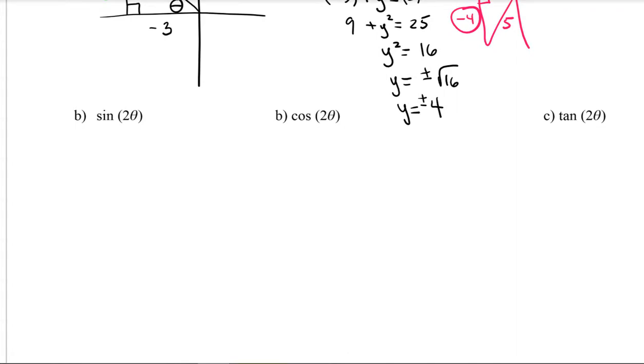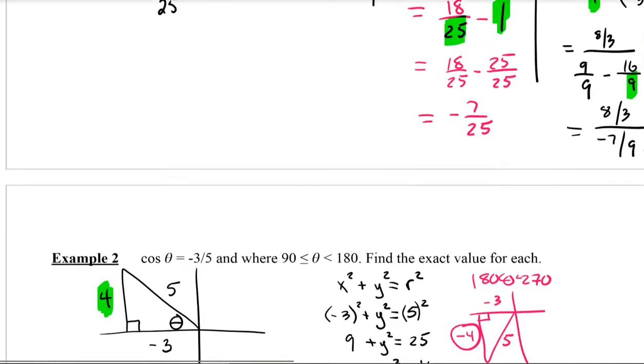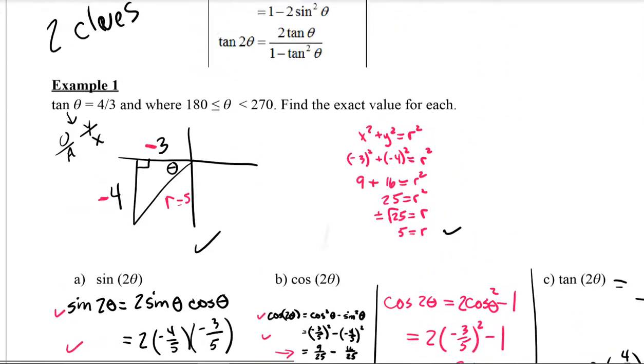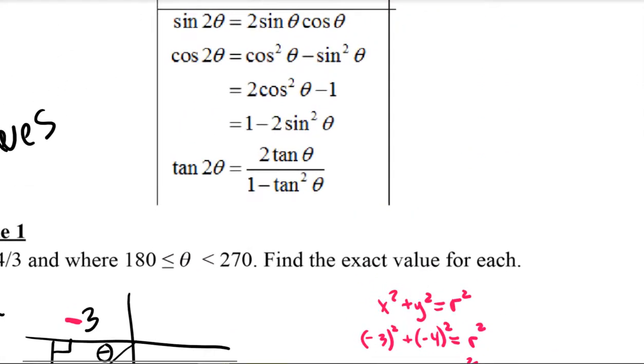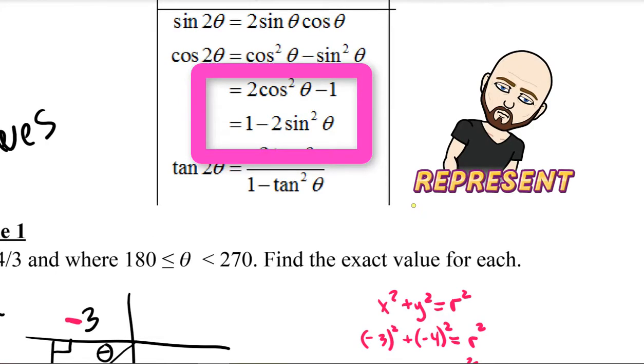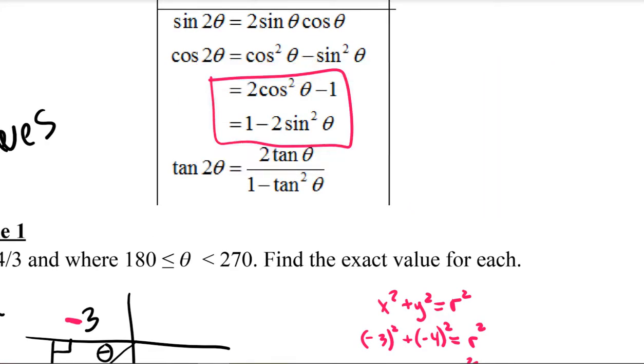All right, so we've got 3 different formulas here: sine 2 theta, cosine 2 theta, and tangent 2 theta. Again, I want you to take your time and go through and try each one of these. For the cosine of 2 theta, we're going to do 2 versions of this one. We're going to use these last 2 formulas, so I want you to try that using these 2 formulas that I just put a box around.